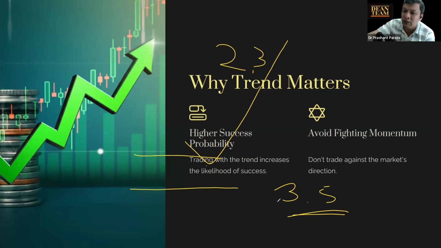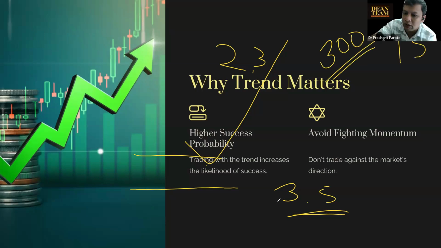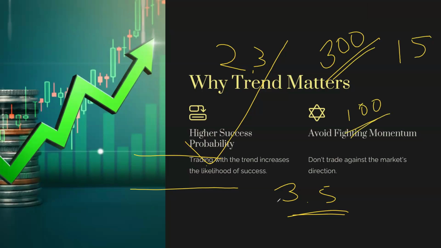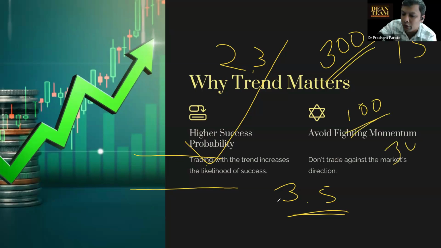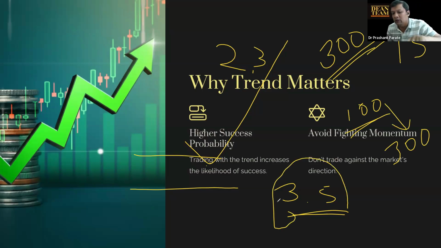Suppose you are taking a trade on Bank Nifty, and the stop loss is 300 points based on the 15-minute chart, whereas on the 3-minute chart it is 100 points. And Bank Nifty moves a further 300 points. Here you are making just 1:1, but there you are making 1:3. So it is better to take trades based on 3 or 5-minute charts.